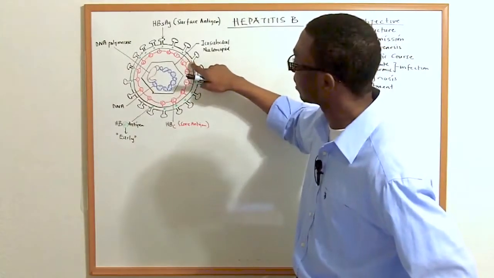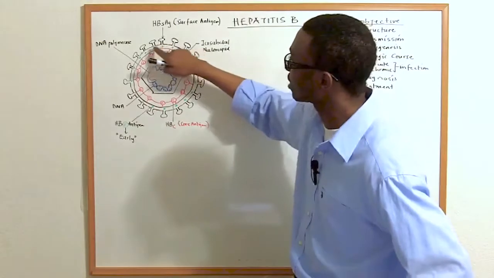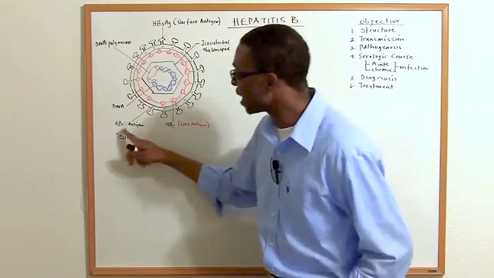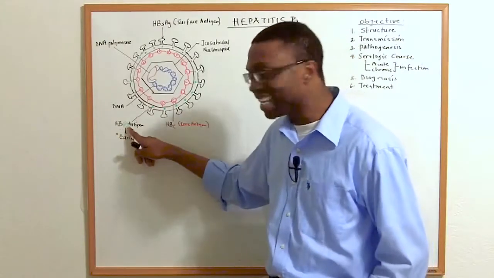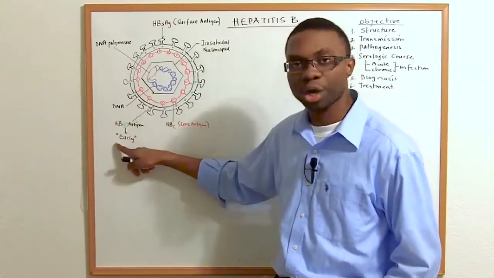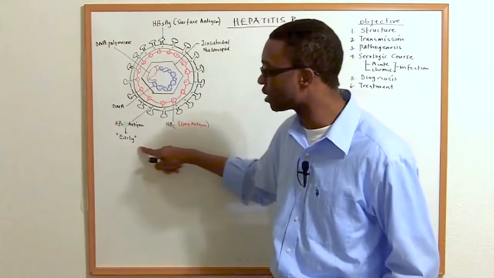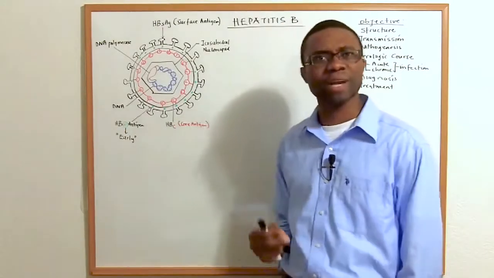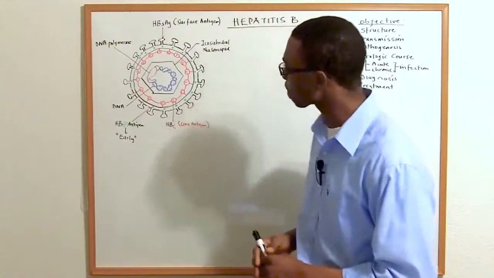The next thing in line, these little green dots that I drew on the board, are actually the hepatitis E antigen. E as in early. That's why they call it E antigen. That actually stands for early antigen. And we're going to find out why it's early.